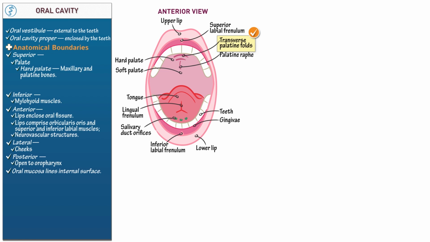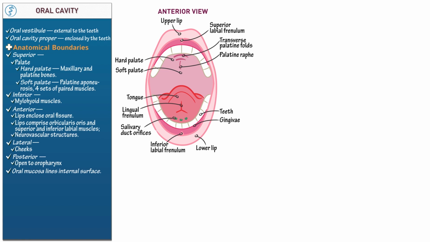Then show the transverse palatine folds, also known as palatine rugae, which are ridges of connective tissue that provide friction to facilitate bolus formation. Denote that the soft palate comprises the palatine aponeurosis, which attaches anteriorly to the hard palate, and 4 sets of paired muscles. During swallowing, the soft palate raises to block foods and liquids from the posterior opening to the nasal cavity.